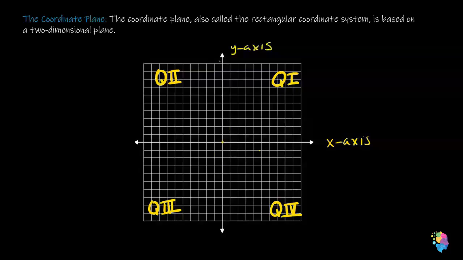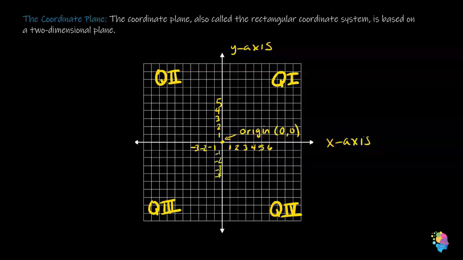The center is named the origin, and it's located at 0, 0. Now, moving to the right of the origin, we have positive numbers, positive x values. Moving to the left of the origin, you have negative x values. Moving up from the origin, you have positive y values. And moving down from the origin, you have negative y values.